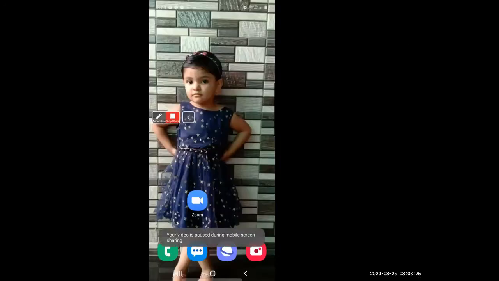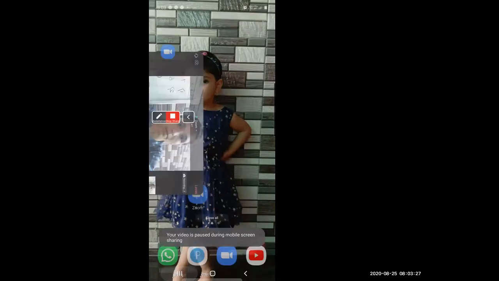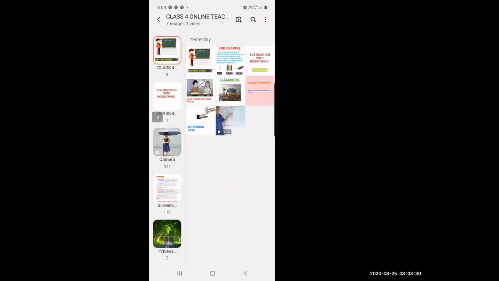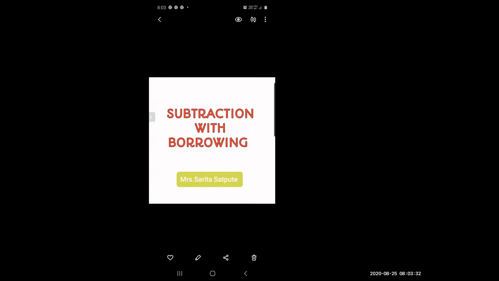Now our today's topic is subtraction with borrowing.